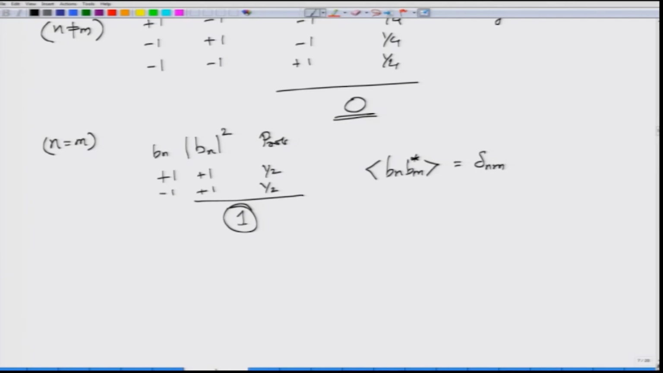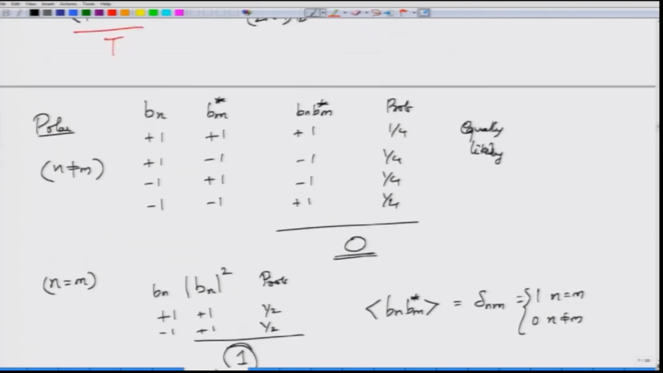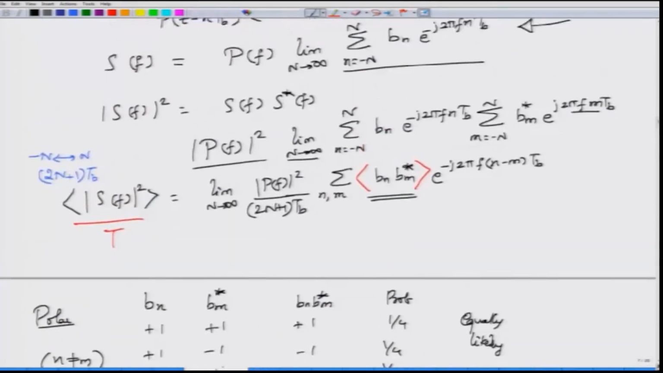where delta nm is the Kronecker delta function, which would be equal to 1 when n is equal to m, and 0 when n is not equal to m. So for the polar format, this is what we obtain. You can go back and see the meaning of that. Here you can replace this Bn Bm complex conjugate by delta nm. When you replace that, what you are saying is that out of the two summations that you have, one on n and one on m, you choose only those terms where n is equal to m. Throw away all the cases where n is not equal to m.